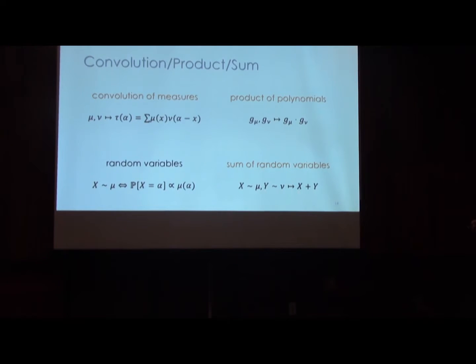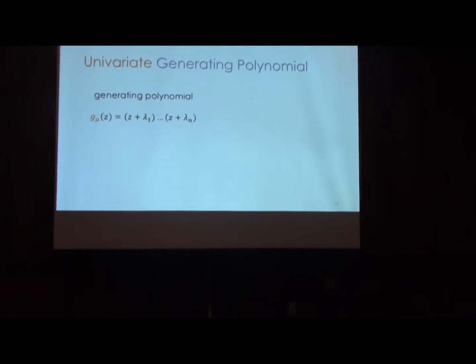Okay. So if x is distributed according to mu and y is distributed according to mu, x plus y would be distributed according to the convolution of these measures, or its generating polynomial would be the product of the generating polynomials. So let's talk about univariate generating polynomials. So here my measure is just on the positive part of the integers.